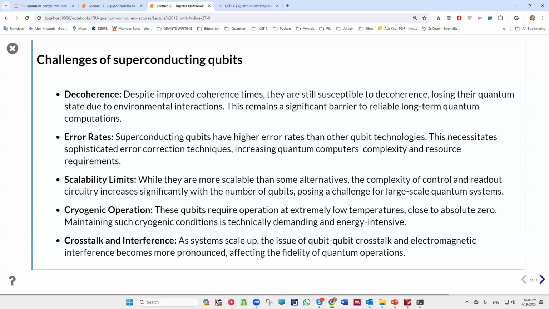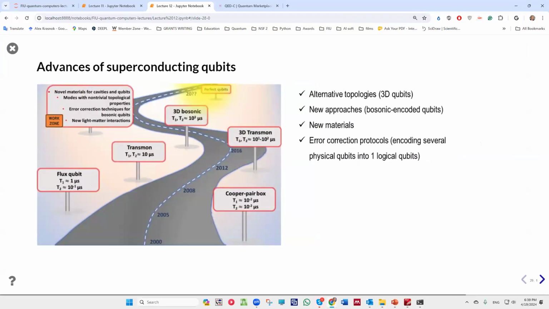Some of these are particularly related to superconducting circuits. Some of them are rather broad and apply to other types of quantum computers and so on. A few words about advances. We have challenges. That's why we need to develop, and this motivates people to investigate alternative approaches.